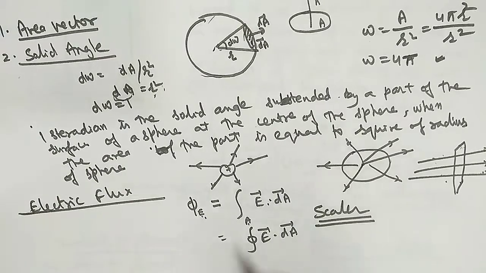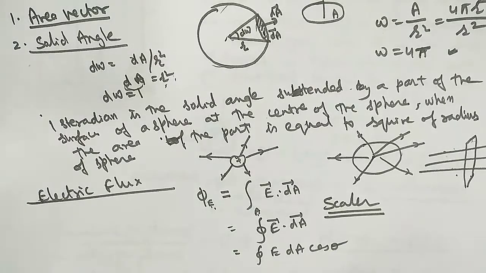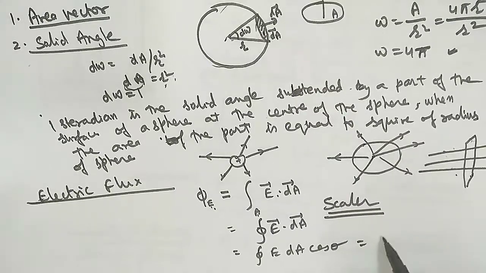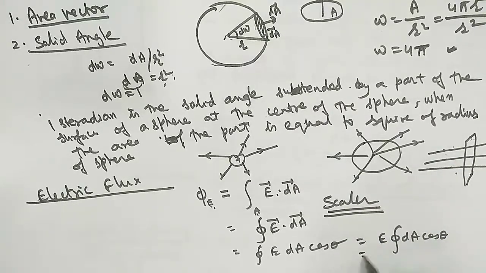Okay, so if we expand it, you will write E dA cos theta. Already you know about the scalar product and the magnetic flux. So we can write E dA cos theta. If cos theta is equal to 1, that is, theta is equal to 0, the lines are passing perpendicularly. In that case, we can write it equal to EA.